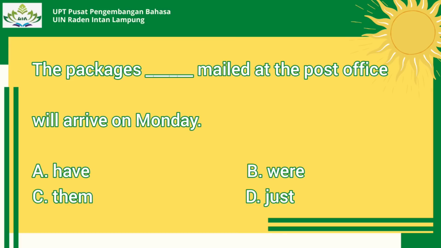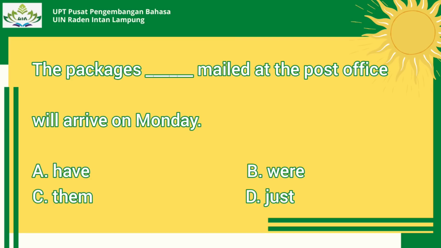This example shows how a past participle can be confused with the verb in the structure section of the TOEFL test. The packages blank blank blank mailed at the post office will arrive on Monday. Option A, have. Option B, were. Option C, them. Option D, just.